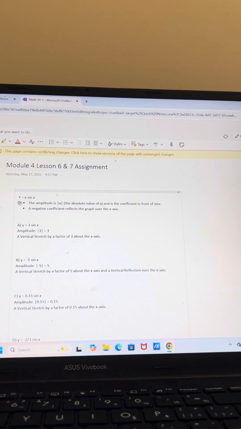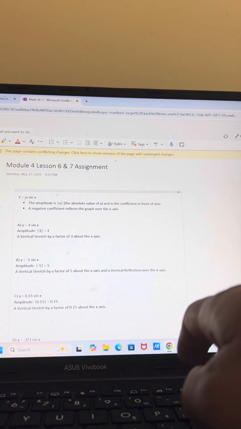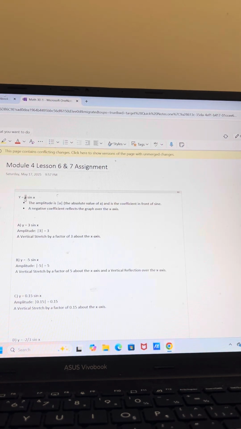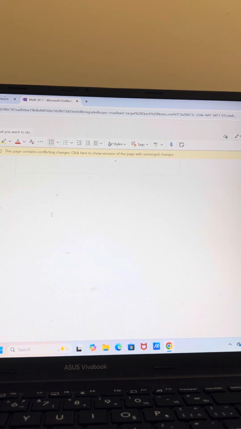And that's going to be it for the lesson. This is just a very basic formula of the function, I guess. And from here you take this and you determine the amplitude, and a negative coefficient means a reflection, but amplitude is going to be the absolute value of the coefficient. And that concludes this lesson.